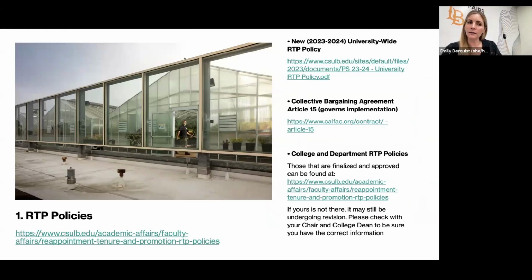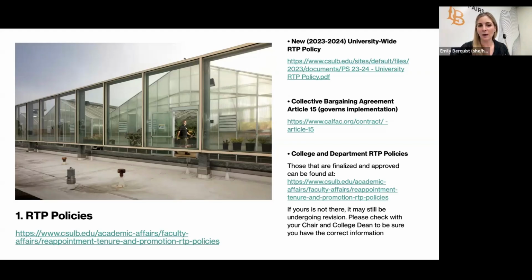The central one that you want to pay attention to is what we're calling our new university-wide policy, but it's not all that new anymore because it was created in 2023, 2024. But there's where you can find it. And I'll talk next about how the new policy is different from the old policy because it's a big improvement in a lot of ways.